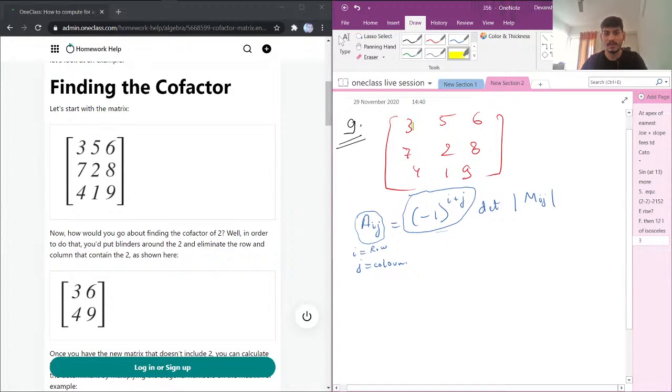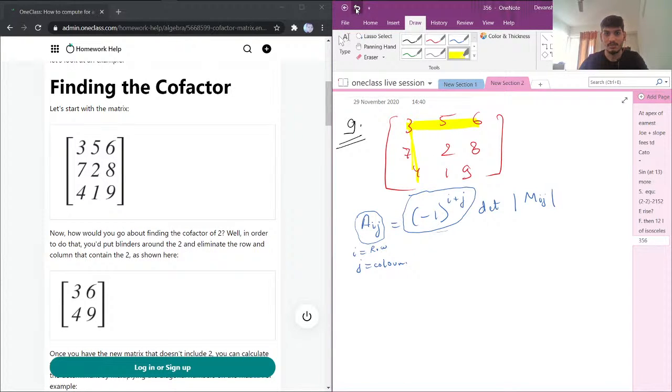Suppose we want to calculate the cofactor for 3. Then we'll block the first row and the first column. So we block the row and column in which that number is lying. This number is lying in the first column and first row, so the first row and first column are blocked. Then what we do, we get a matrix.